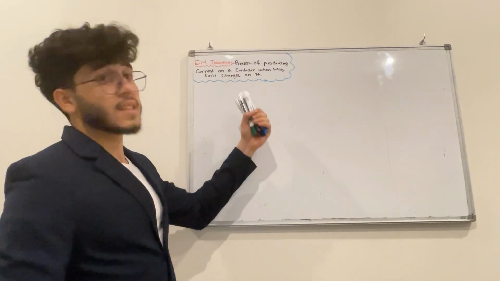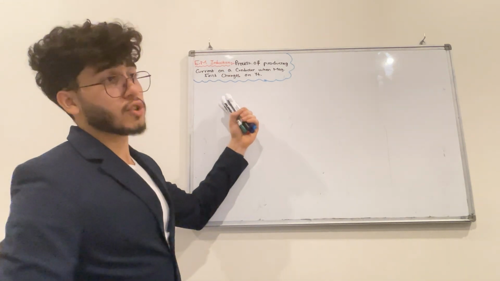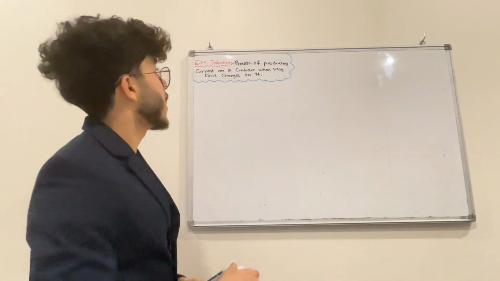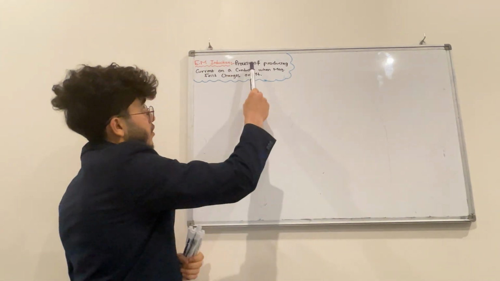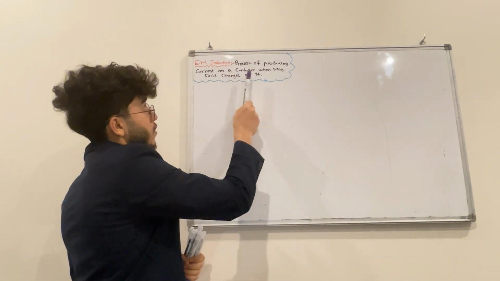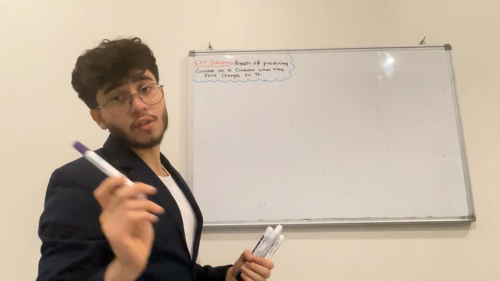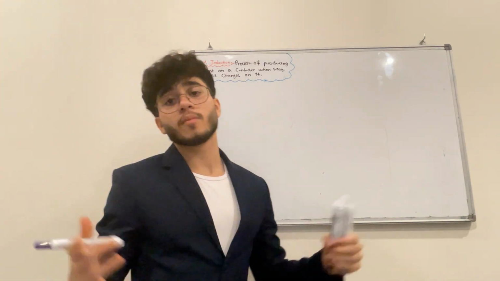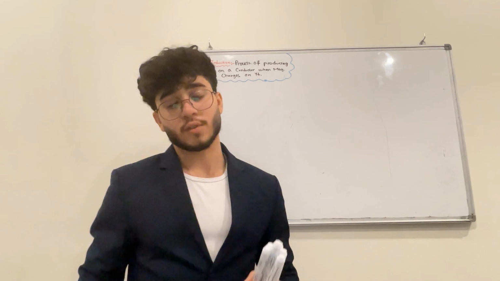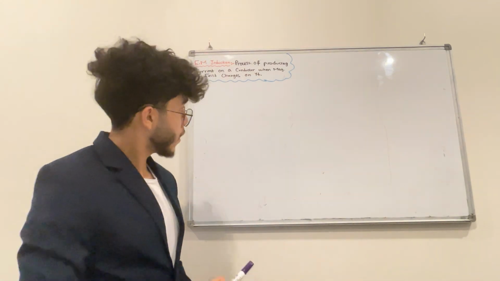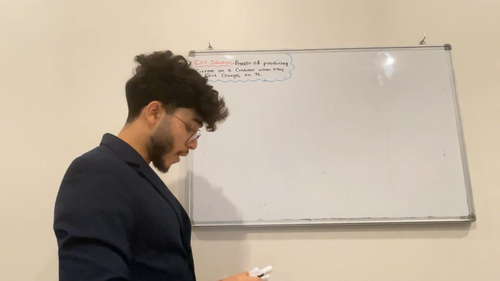I wrote the definition over here for electromagnetic induction, by the way, that we took previously. Electromagnetic induction, again, is the process of producing a current in a conductor when the magnetic field on it changes, or basically when two magnetic fields interact, a current is produced, okay? Perfect. Now, let's talk about the AC generator.